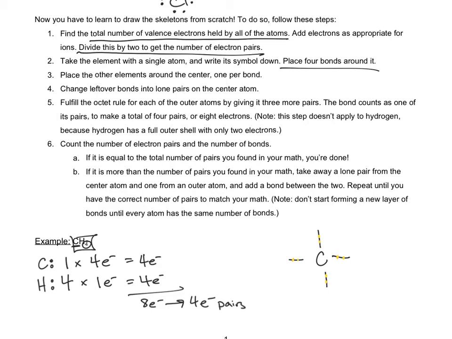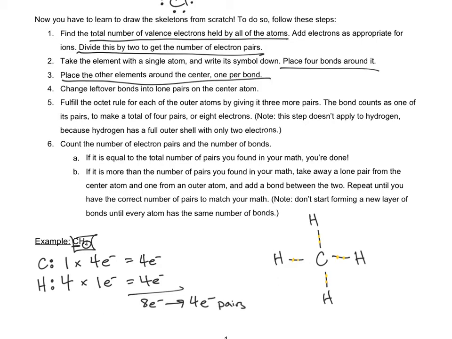So we've put the 4 bonds around. Next thing is place the other elements around the center, 1 per bond. So we'll do hydrogen, hydrogen, hydrogen, hydrogen. And there are 4 hydrogens, so that works out.